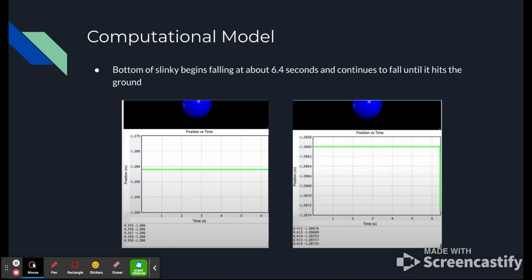Here are screenshots from the video that my computational model produced. Basically, it shows the horizontal line for the slinky until about 6.4 seconds, and then that's where you see the drop. The slinky continues to fall until it hits the ground.